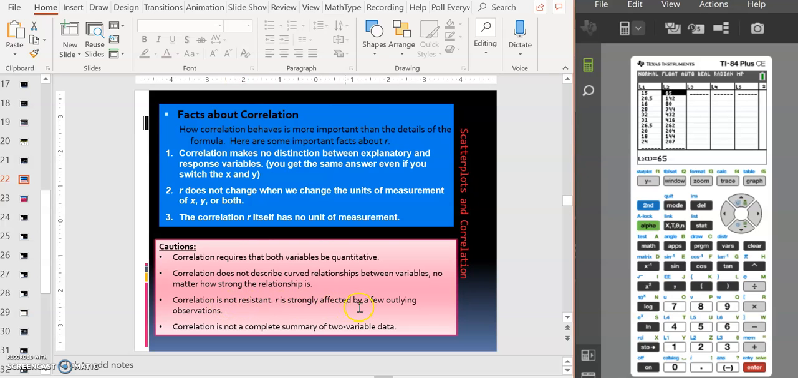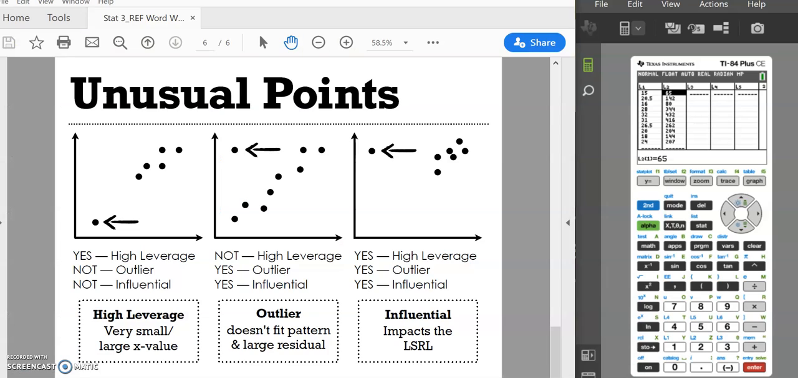An R value would definitely be affected by outliers. So remember that an outlier is something that lies far out. You can almost think about it as far to the left or far to the right. So an outlier would be very far from the rest of the data, not in line with the data. A point that's in line but kind of far away from the group is called a high leverage point. It would still be in line with the data, so it wouldn't fall away from the line of best fit, or the least squares regression line. It'll still be close to it.